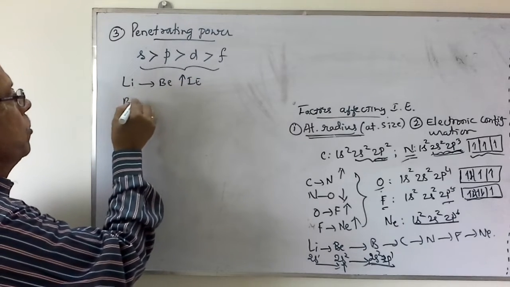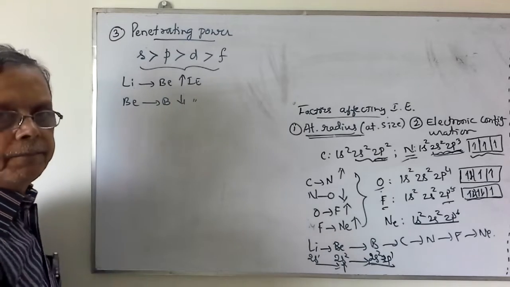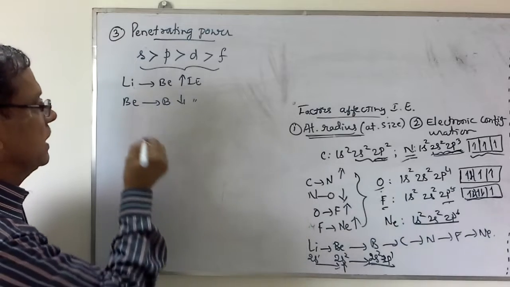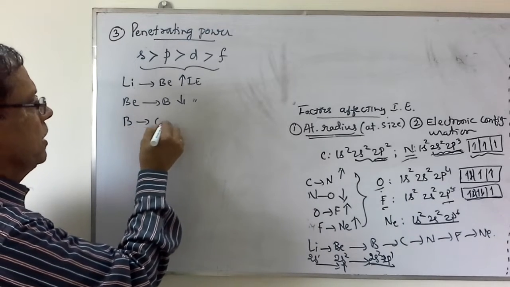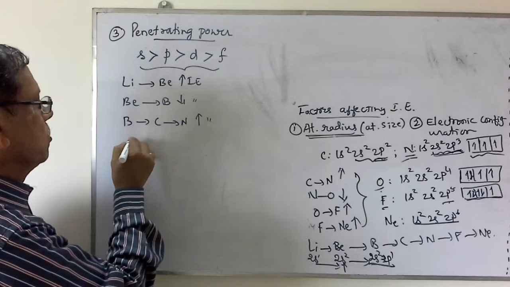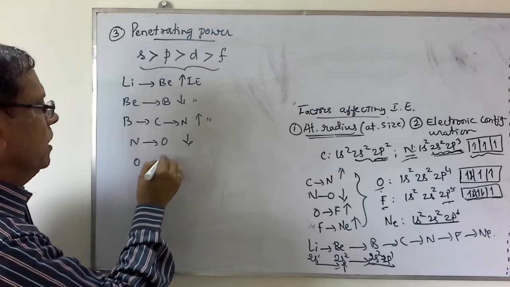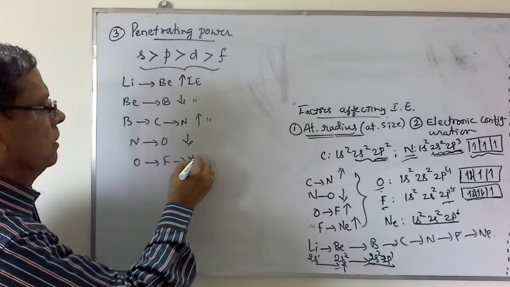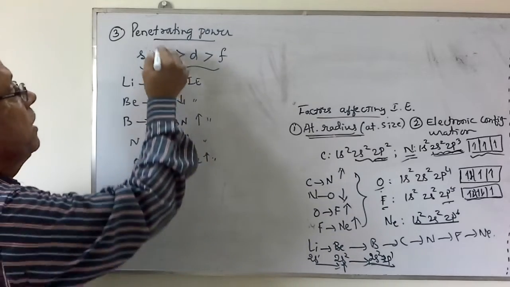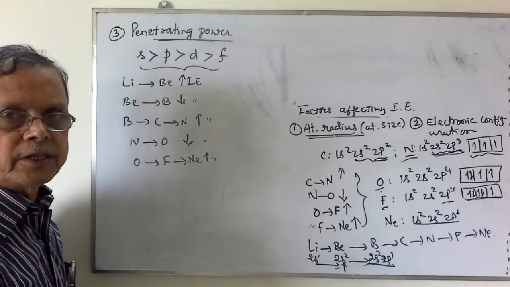From beryllium to boron, there is a decrease in the ionization energy. From boron to carbon, carbon to nitrogen, there is an increase. But nitrogen to oxygen, there is a decrease. Oxygen to fluorine, fluorine to neon, there is an increase. This is because of the penetrating power, atomic radius and electronic configuration.